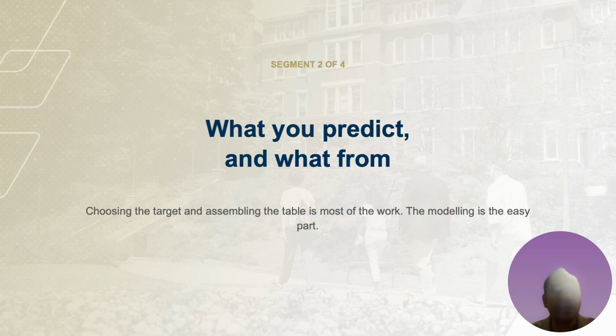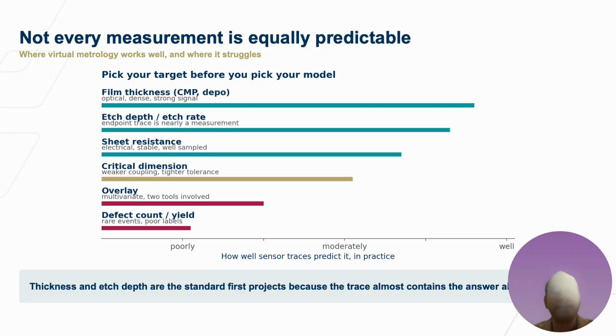Segment 2, what you predict and what you predict it from, and a warning about how this segment fails. It is going to seem like bookkeeping. Choosing a target, listing input families, joining tables, no mathematics. That is the correct proportion. On a real virtual metrology project, this is where most of the effort goes, and it is where the projects that fail have already failed before anybody fits a model.